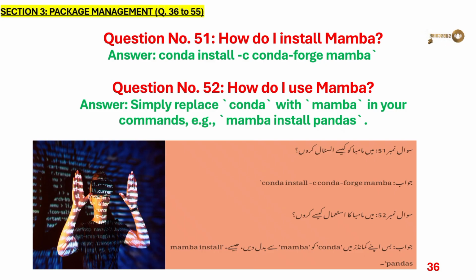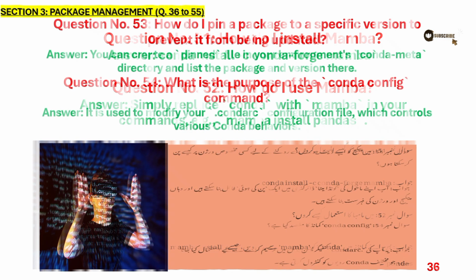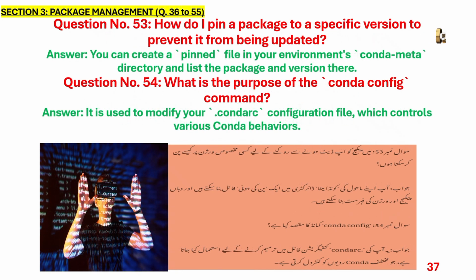Question number 52. How do I use Mamba? Answer. Simply replace conda with mamba in your commands, e.g. mamba install pandas. Question number 53. How do I pin a package to a specific version to prevent it from being updated? Answer. You can create a pinned file in your environment's conda-meta directory and list the package and version there.